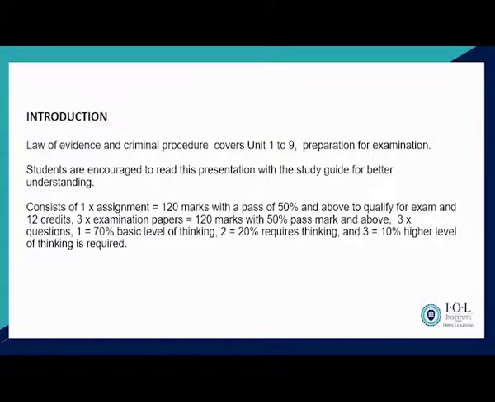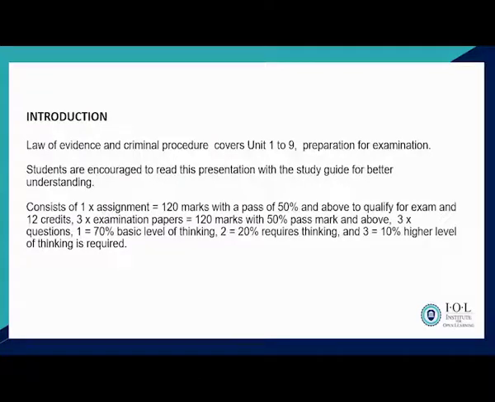Introduction. Law of Evidence and Criminal Procedure covers Unit 1 to 9, preparation for examination. Students are encouraged to read this presentation with the study guide for better understanding.